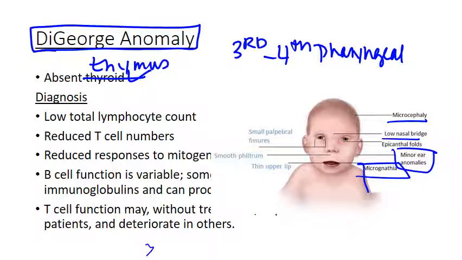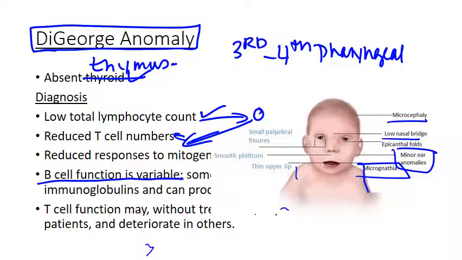Diagnosis, you're going to see the whole gamut. If they don't have a thymus, the T cells have nowhere to develop, so therefore you have no T cells. So you have a low total T cell lymphocyte count. If the patient does not have a thymus at all, you will have 0 T cells. If they even have a little bit of a thymus, you'll have a low total lymphocyte count. You'll have reduced T cell numbers, completely 0 if it's completely absent. You'll have reduced to no response to mitogen.